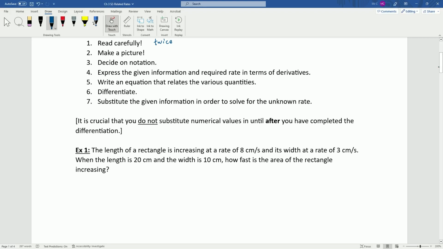So read carefully. Example 1: the length of a rectangle is increasing at a rate of 8 centimeters per second, and its width at a rate of 3 centimeters per second. When the length is 20 centimeters and the width is 10 centimeters, how fast is the area of the rectangle increasing? Okay, that's kind of a lot. Let's go a little slower, and maybe we might even read it a second time while drawing our picture. So we're talking about a rectangle here. So let's just draw our rectangle.